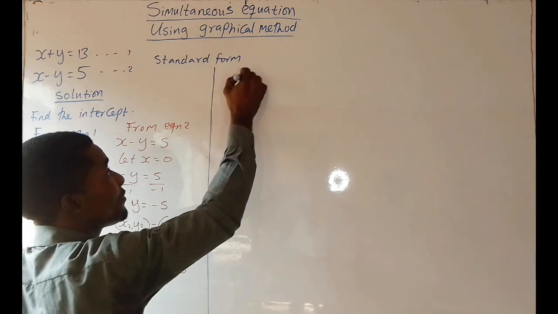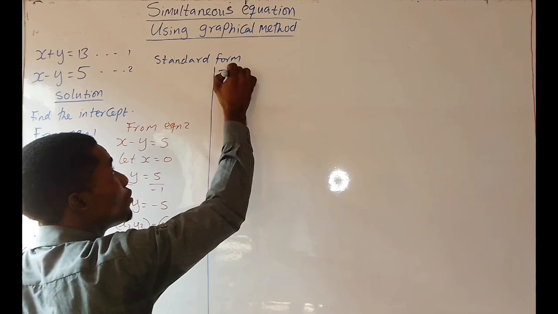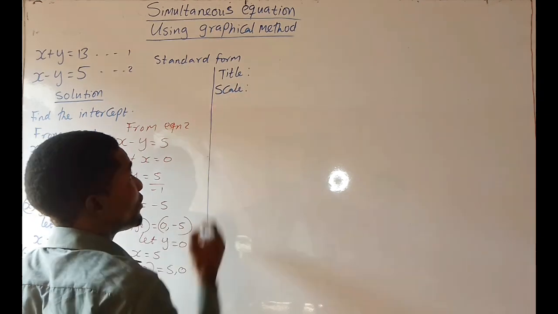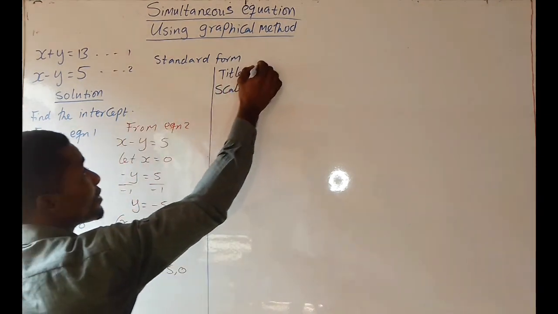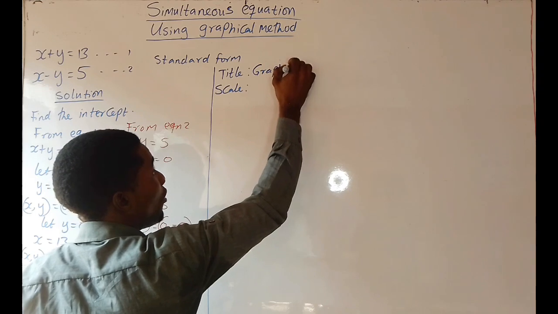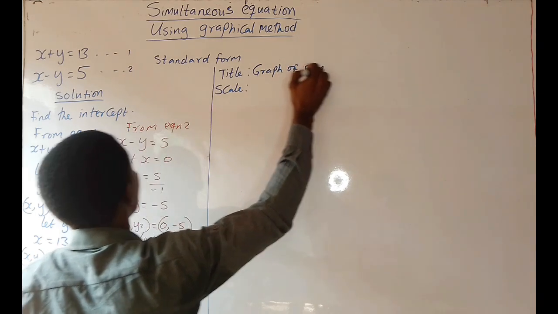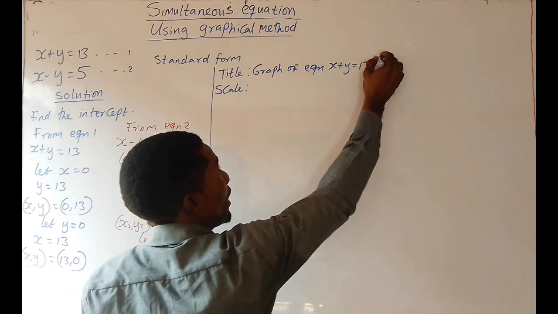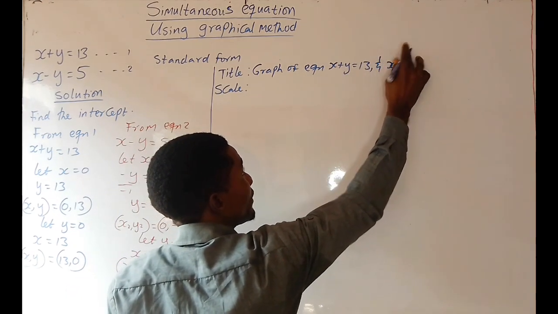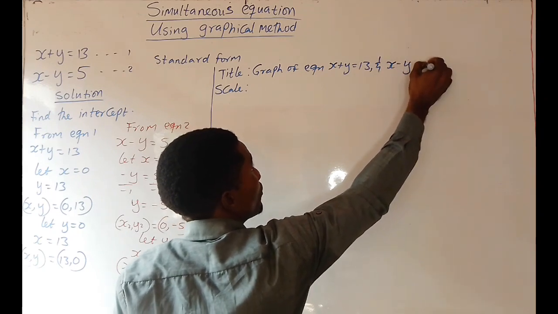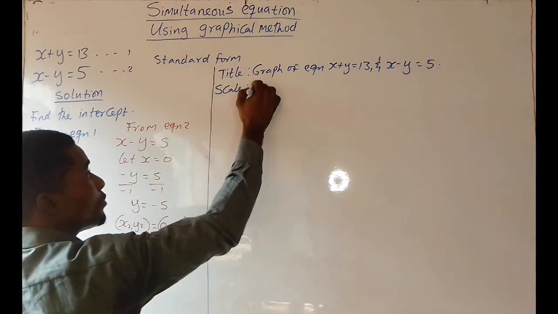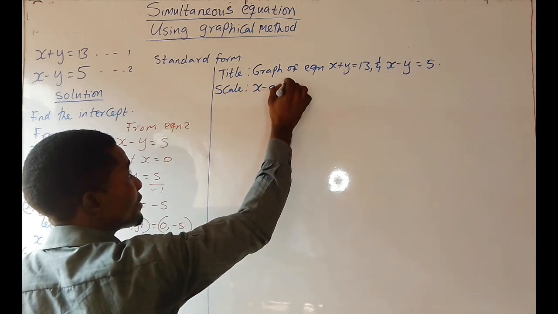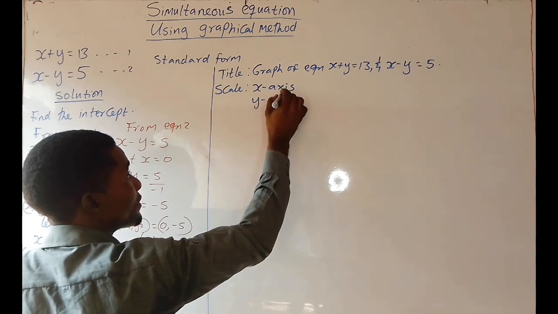Now, before you plot your graph, you need to what? Title your graph and also find the scale of your graph. Now, this graph is the graph of equation x plus y equals 13 and x minus y equals 5. My scale is 2 centimeters for my x axis and my y axis.